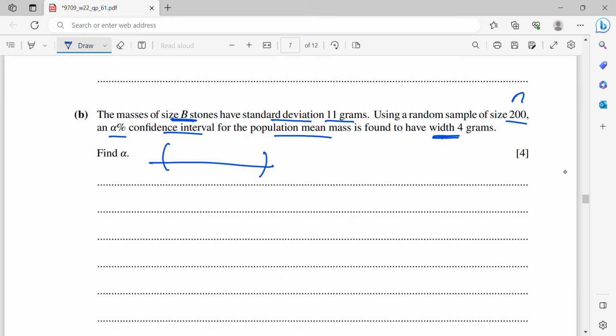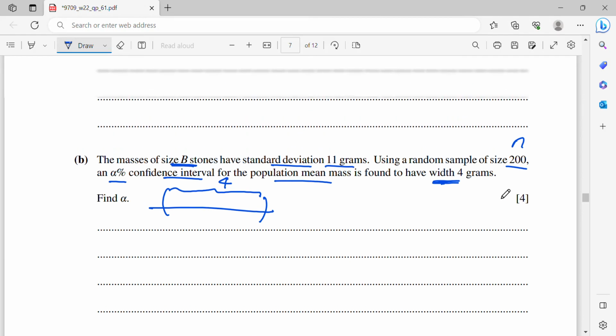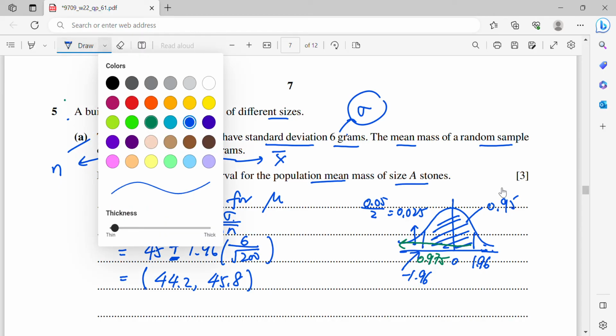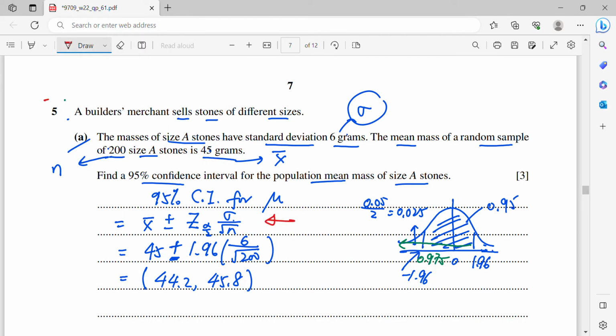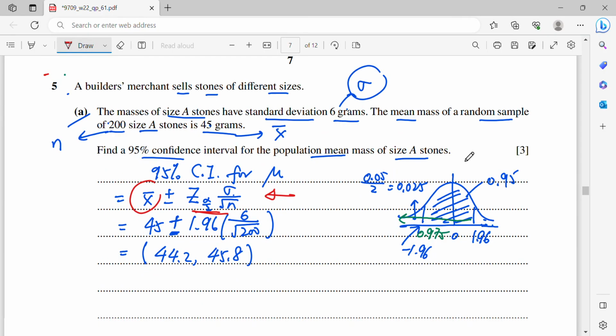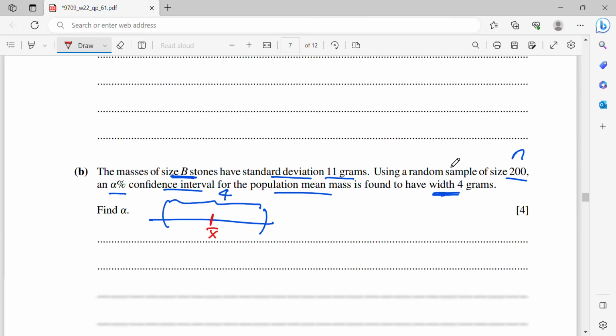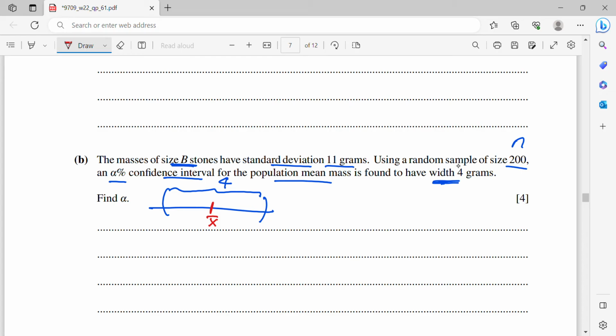Okay, now just for your information, let's say this is the confidence interval. Now it's mentioned the width is 4 grams. That means here is 4 grams. Based on the formula, x bar plus minus this value will be the confidence interval, which means your x bar is in the middle. Then plus minus z sigma over square root n. If it is minus z sigma over square root n, it will be here.